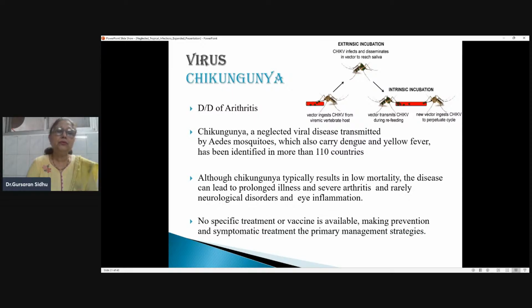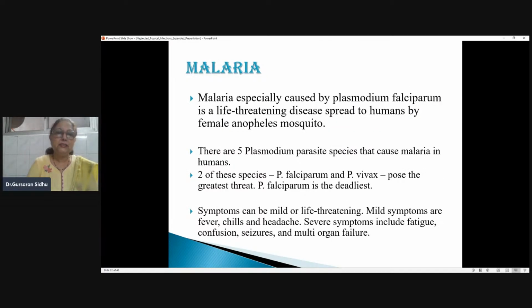Again, it is transmitted through the Aedes aegypti, the same mosquito that carries dengue and yellow fever, and this has been identified in more than 110 countries. There is very low mortality with this, but the disease can cause very prolonged morbidity. I've seen patients who are really suffering with lots of inflammation from the myositis, from the arthritis, but it rarely causes any neurological disorders. There is no specific treatment, no vaccine available, making prevention and symptomatic treatment the primary management strategies.